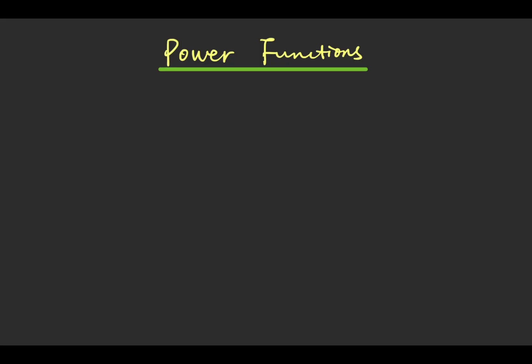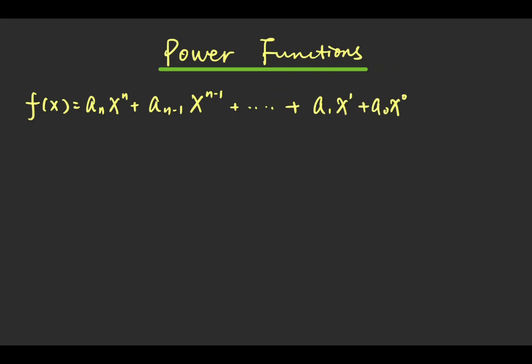You have known the polynomial function can be expressed like this: an times x raised to n plus an minus 1 times x raised to n minus 1 plus until plus a1 x raised to 1 plus a0 x raised to 0. Here, this term can be simplified as a0 because x raised to 0 equals 1, so the last term can be expressed as a0.